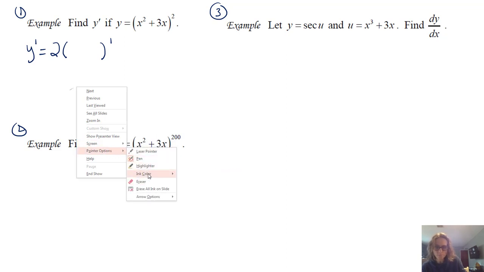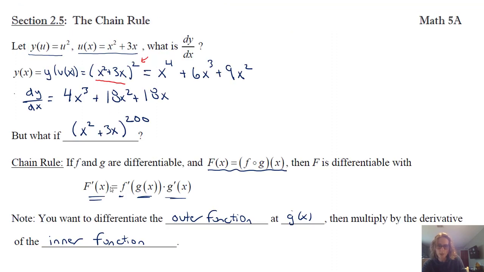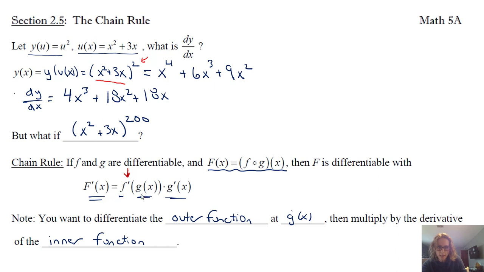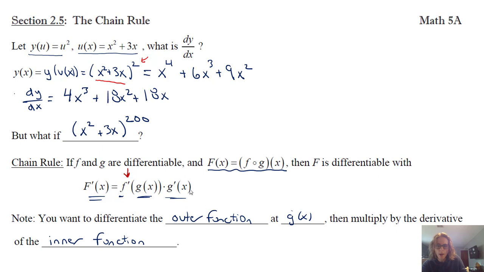If I change here to say a dark red, I'm going to keep this inside the same. So it's still going to be x squared plus 3x. And let me come back just to remind you down here that I'm taking the derivative of the outer part. That is the 2 and the 1. Then the inside stays the same. So that's my g of x. My inner function stays the same. And then I multiply that by the derivative of that inner function.